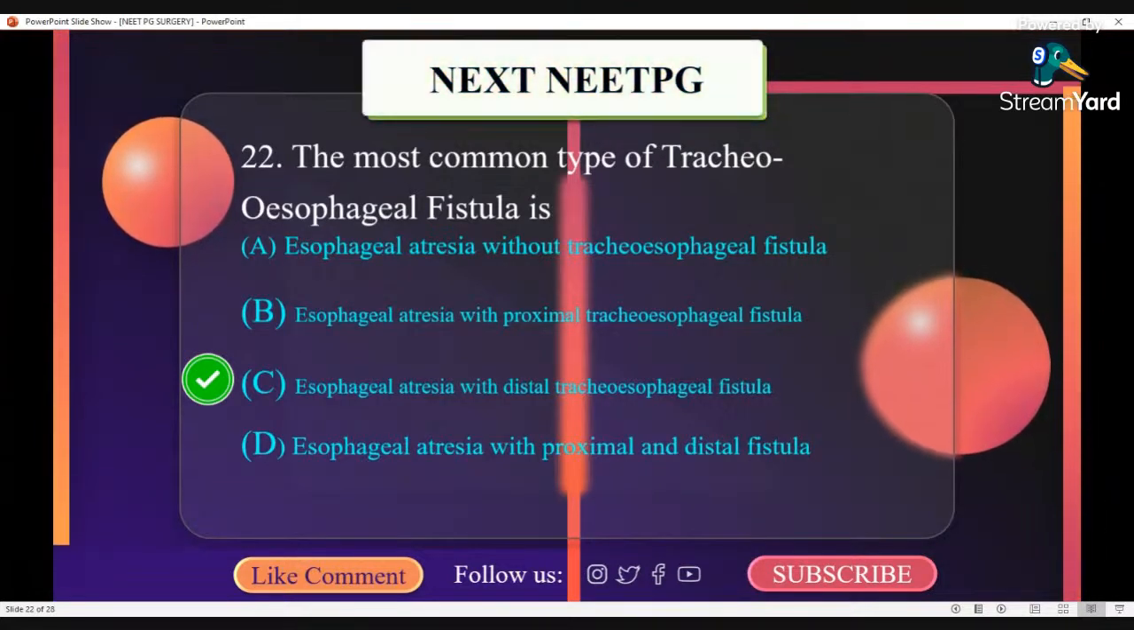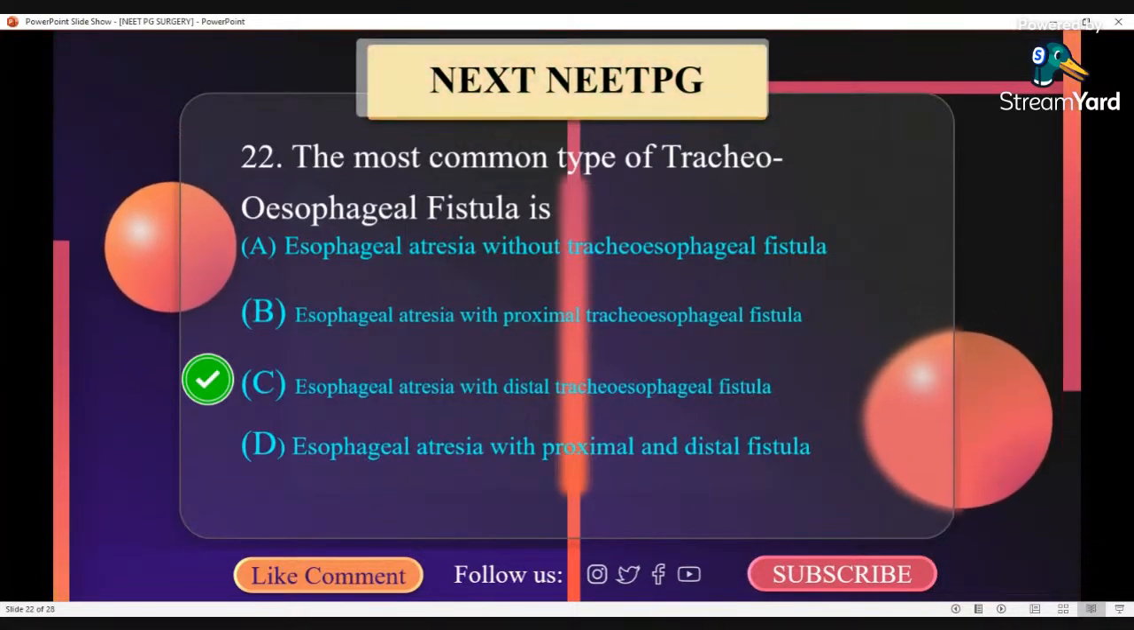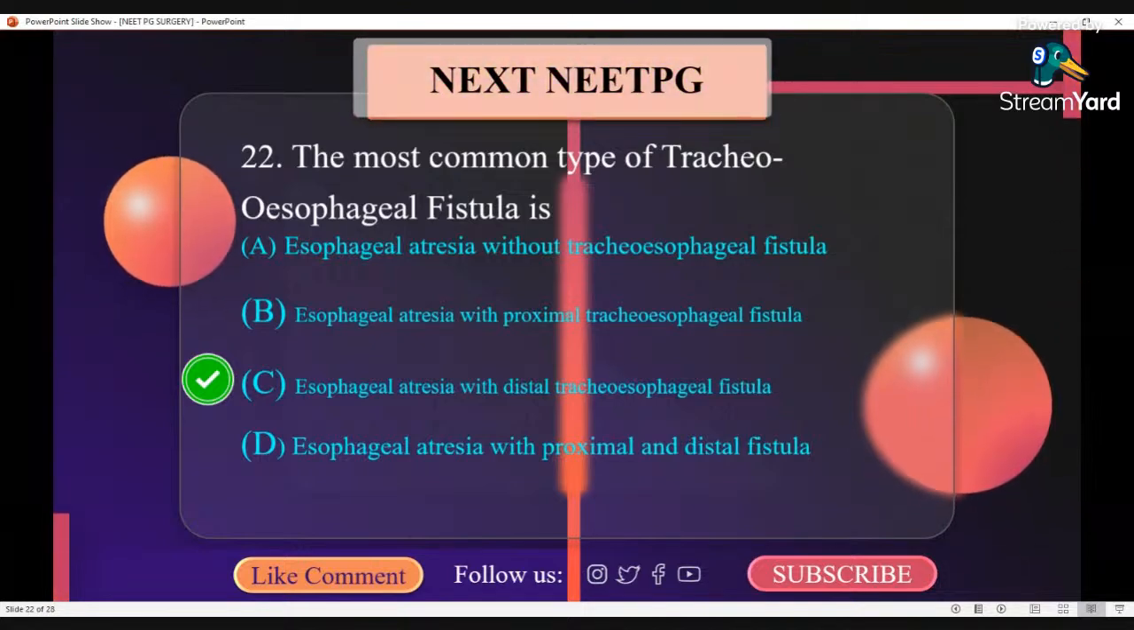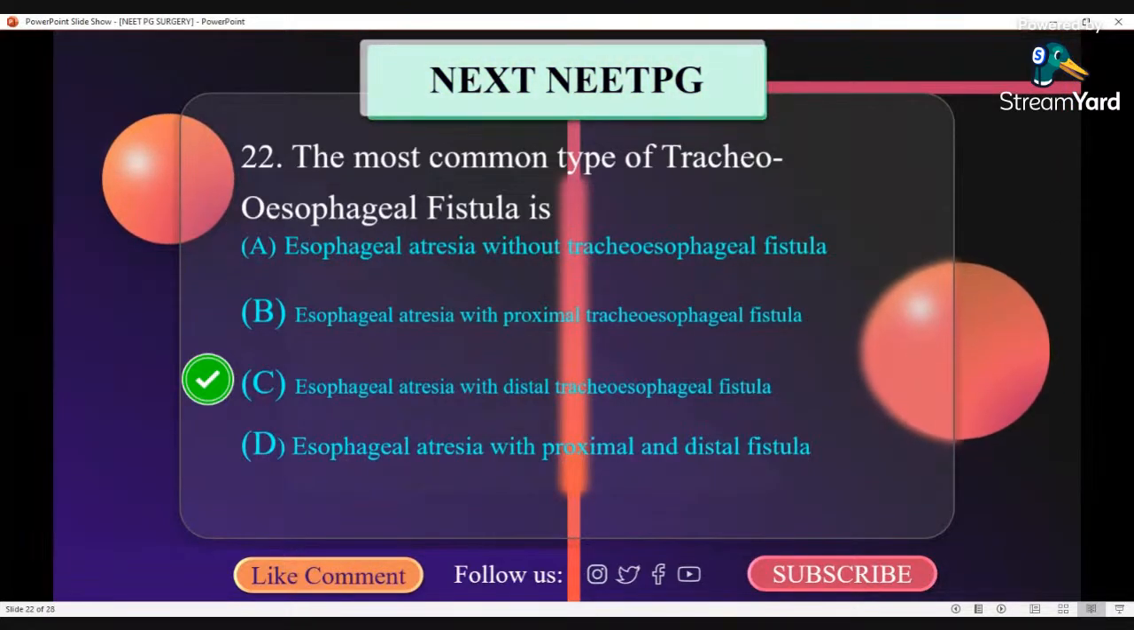Type D is both proximal and distal fistula are present. It is least common. Then type E is isolated TEF.